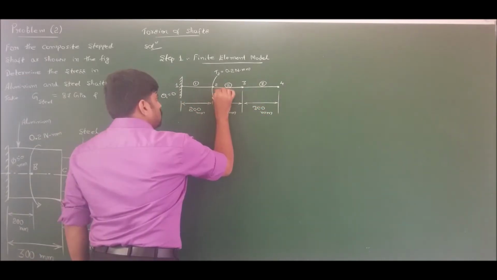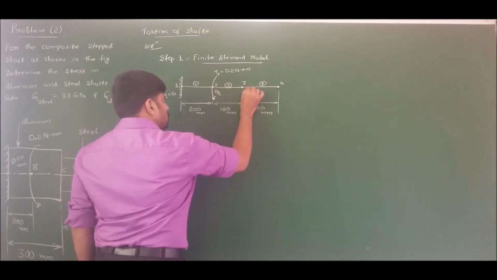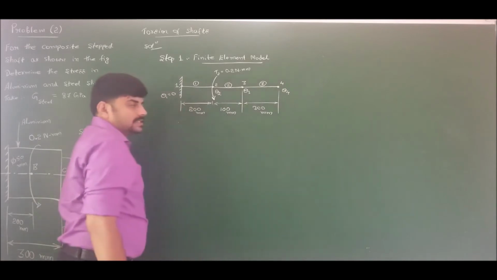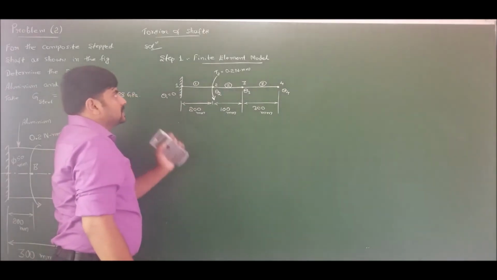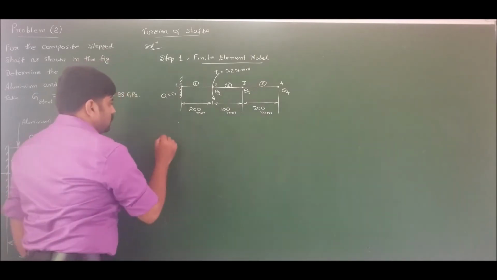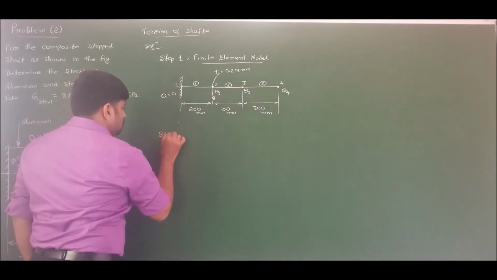Now at node 2 I should find theta 2, at node 3 I should find theta 3, and at node 4 I should find theta 4. So this completes our step 1, that is the finite element model. Moving on to our step 2, the element stiffness matrix.